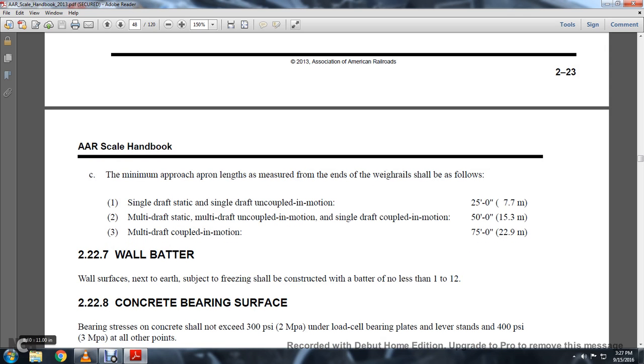22.7 Wall batter. Wall surface next to the earth subject to freezing should be constructed with a batter no less than 1 to 12.